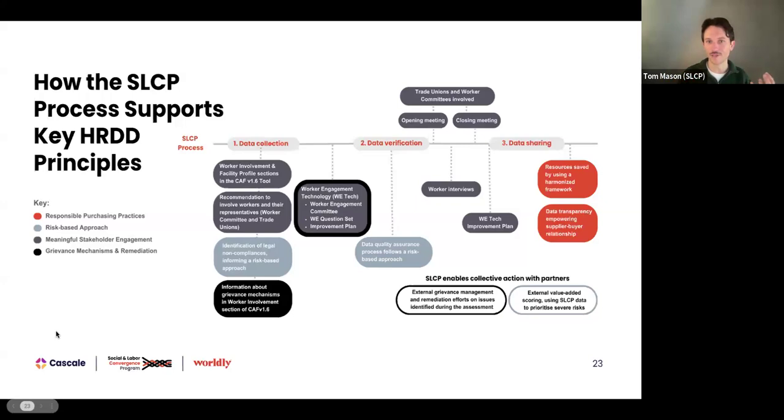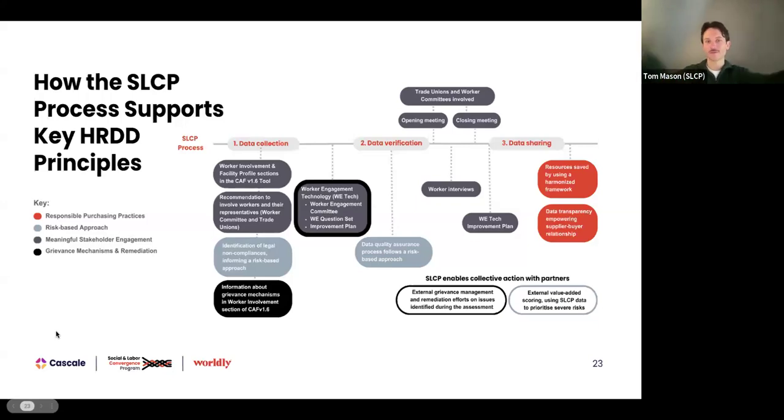And this is something that we need to ensure that workers are heavily involved from the data collection stage all the way through to the verification stage, to ensure that this data is robust and actually reflecting their perspectives. And the last principle or area I would talk about is remediation and grievance mechanisms.